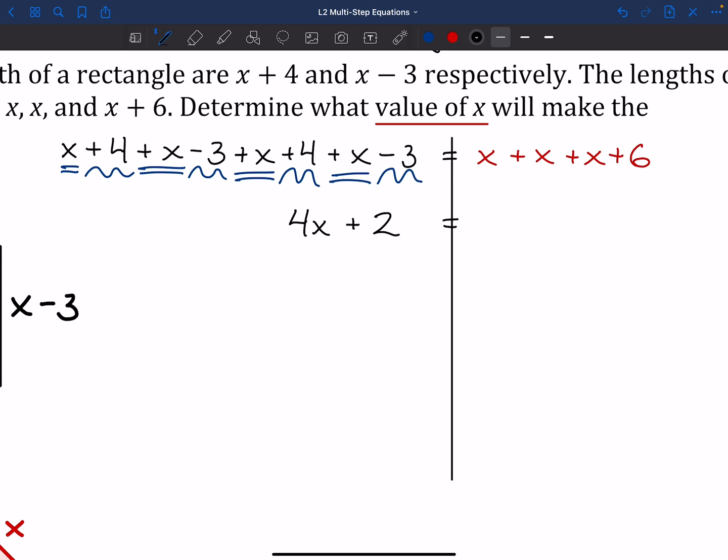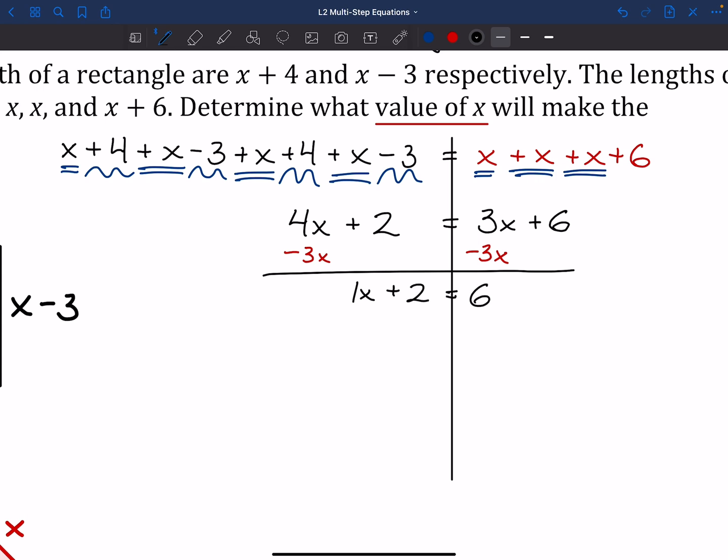Over on the right-hand side, it's not quite as exciting. We've got all these x's that can smush together, and then the 6 is just kind of there. So it's going to be 3x plus 6, all right? Last but not least, we just got to solve it out, right? I'm going to move all my x's over to one side. So I'm going to subtract that 3x from each side. I'm going to get 1x plus 2 is equal to 6. And now I need to move that 2 to the other side. So I get that 1x is equal to 4, right?